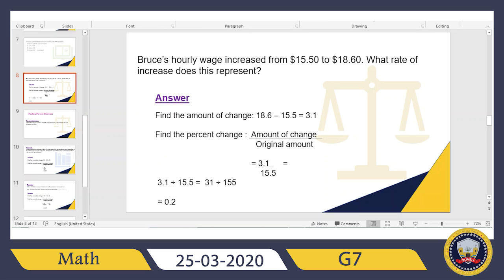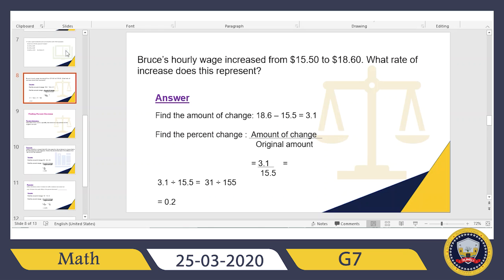Let's start from where we stopped yesterday. We started percentage of increase and decrease. You remember, in order to calculate the percentage of increase or decrease, they are the same, but now we are studying the percentage of increase. In order to calculate it, we have to go through two steps.